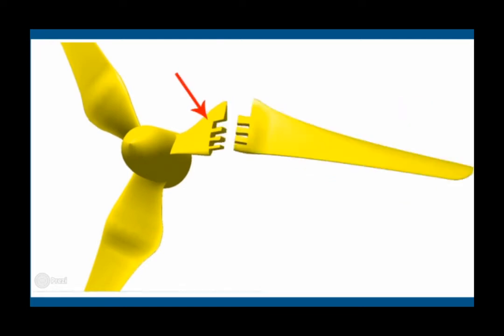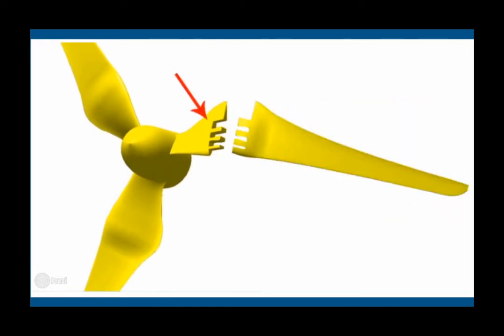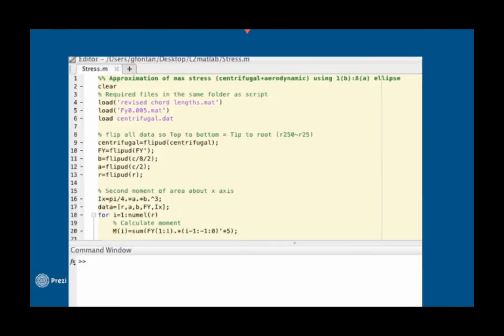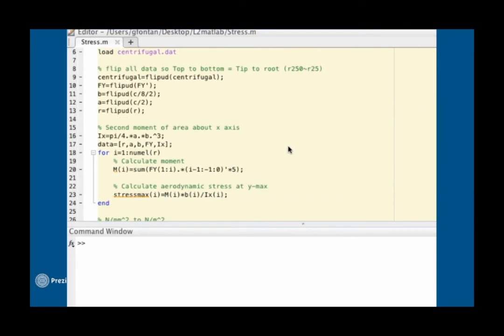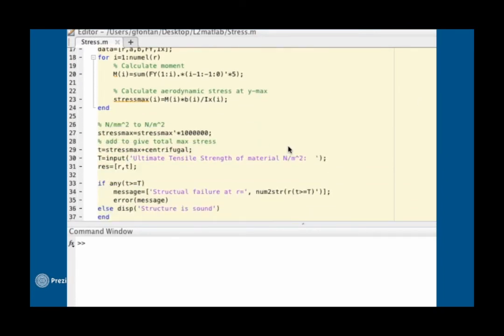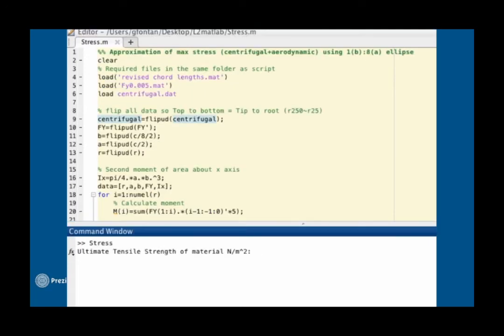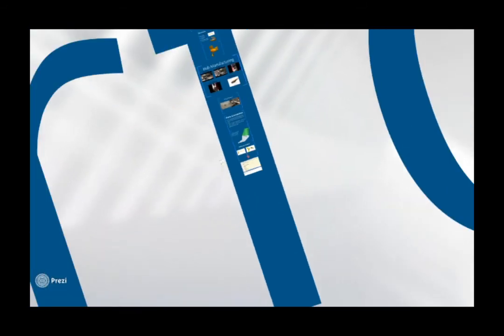The second failure mode was perpendicular fracture of the blade due to aerodynamic forces. Once again, a MATLAB script was written to calculate these forces. Finally, we wrote a third MATLAB script to compile all these forces and verified that the structural integrity of our turbine would be maintained throughout the testing.